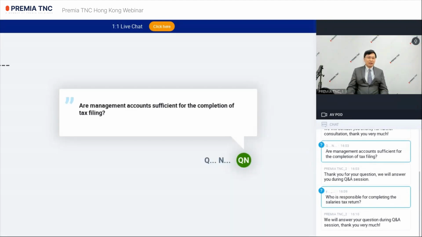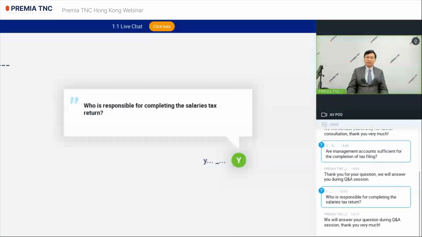Last question. Are management accounts sufficient for the completion of the tax filing? No. Computed profits tax returns should be submitted together with the audited financial statements and tax computation report. Who is responsible for completing the salary tax return? Salary tax return is issued to the individual who has salaries, income, or other reportable income. Therefore, the employee, not the employer, is responsible for completing the salary tax return.